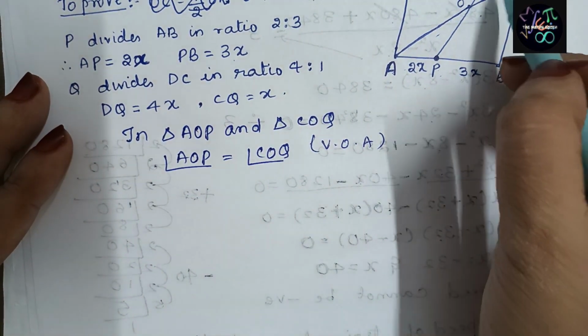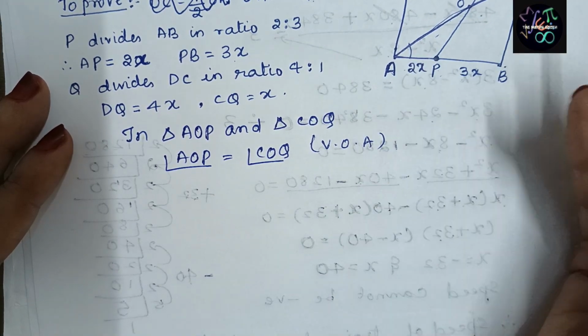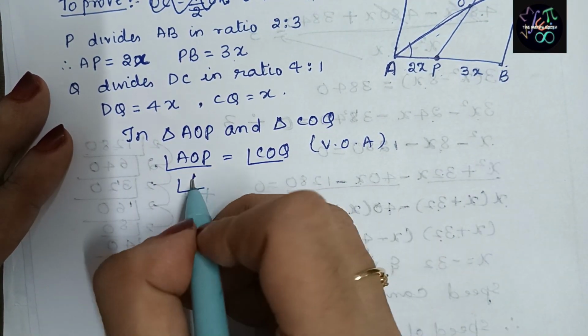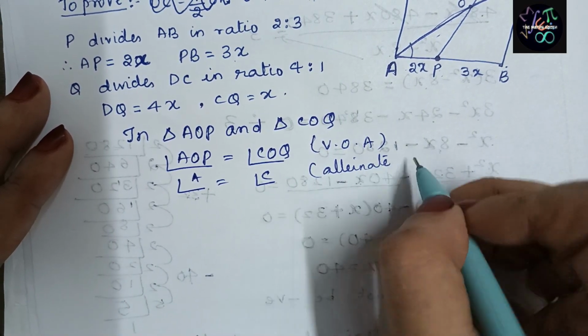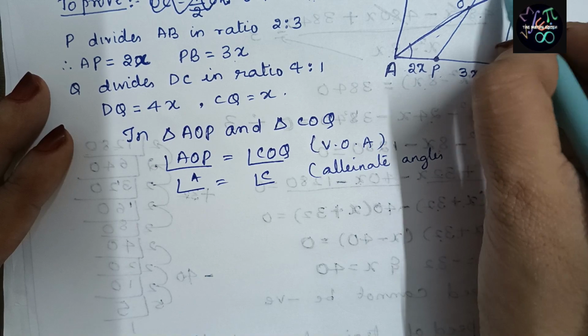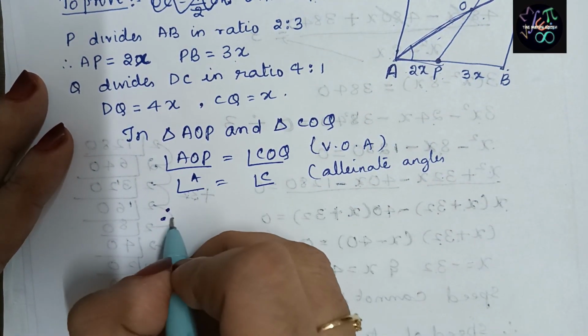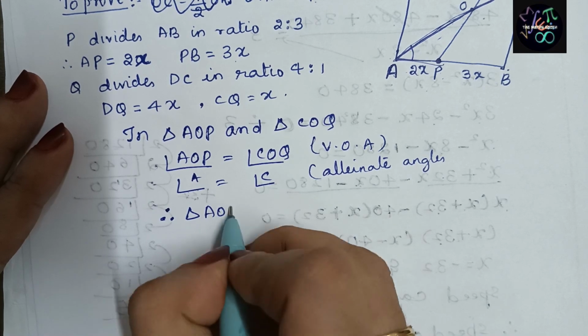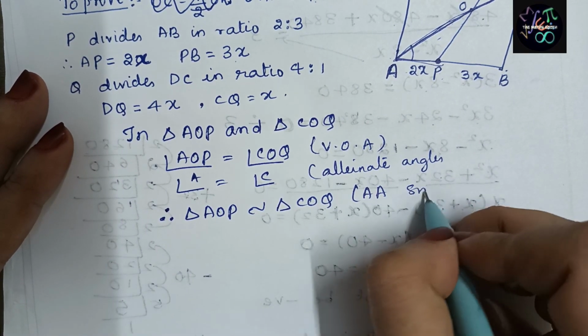Yes, we have a Z shape. Can we see a Z shape here? So angle C and angle A are equal. I can write angle A is equal to angle C. Why? Alternate angles. We always know that where we get a Z shape, those are alternate angles. Two angles we get equal, that means the triangles are similar. Therefore, triangle AOP is similar to triangle COQ by AA similarity.